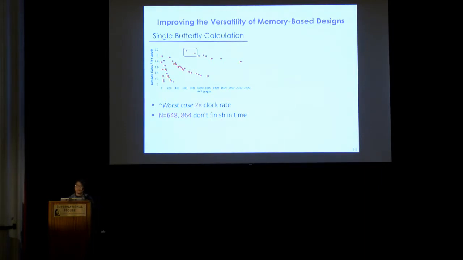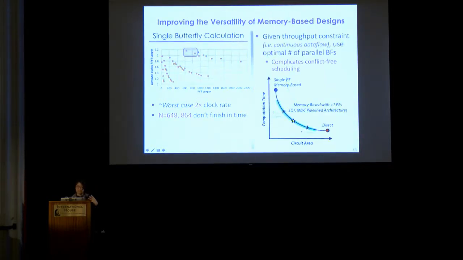So that was talking about the FFT I/O. If you now look at the FFT calculation step, the simplest case for a memory-based FFT is you have a single butterfly iterating down this signal flow graph. And if you do that for LTE and Wi-Fi sizes, worst case, you require 2x the clock rate to compute the full FFT. But even if you look at that, for 648 and 864 point FFTs, the compute doesn't finish in 2N.